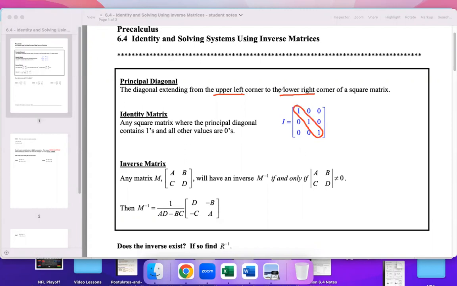Now, let's take a look at the identity matrix. The identity matrix is a matrix that looks like this. It's a matrix with a bunch of ones and zeros, but more specifically, the ones are in the principal diagonal position.